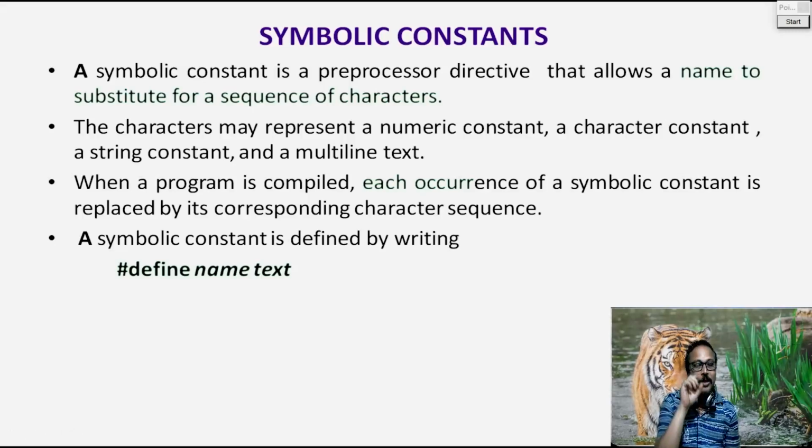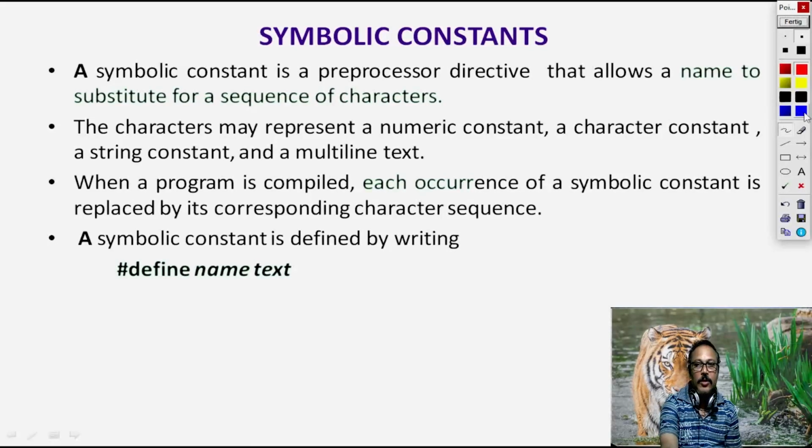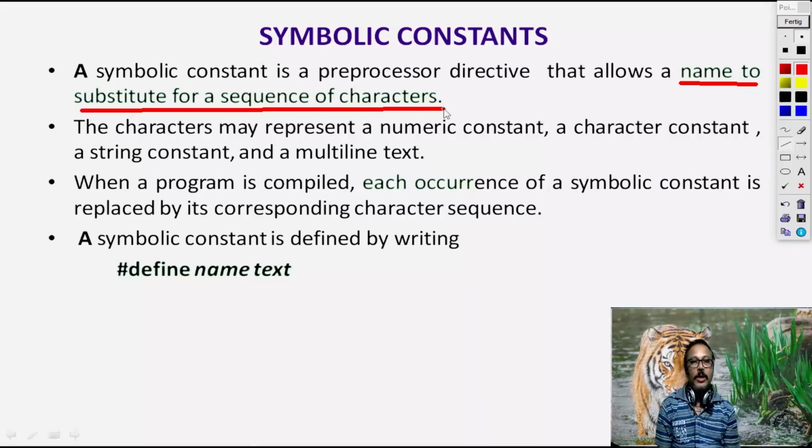A symbolic constant is a preprocessor directive, similar to your hash include. It's a preprocessor directive that allows a name to substitute for a sequence of characters. The characters may represent just a numeric constant, a character constant, a string constant, and a multi-line text also.